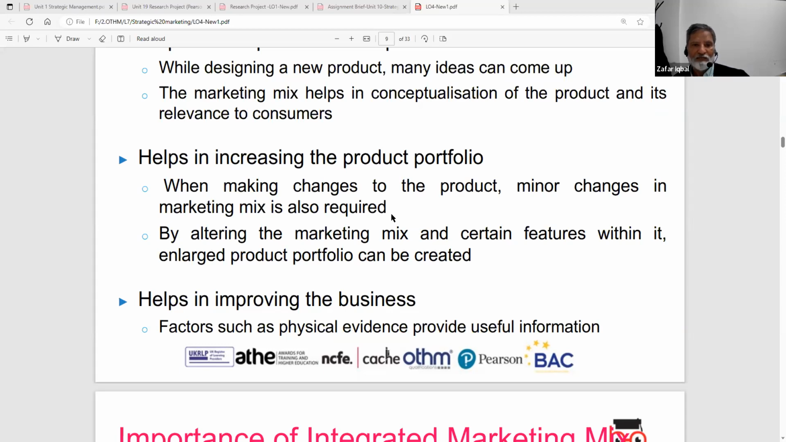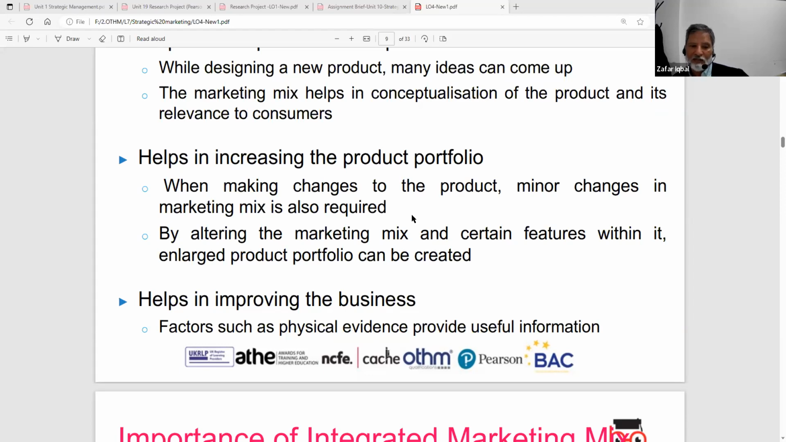So the product portfolio is important in the sense that it makes changes to the product. Minor changes in the marketing mix can attract customers, and by adding features, by different designs, by mixing certain features, a product portfolio can be enlarged to get the bigger market, to get the bigger revenue, to get bigger survival, and so on. Okay, so that's why it's important to increase the product portfolio.